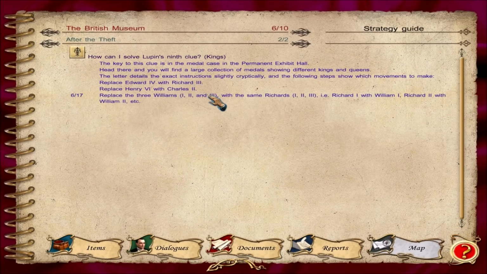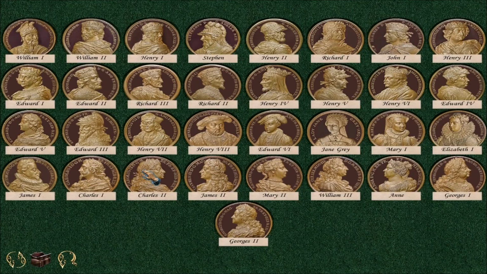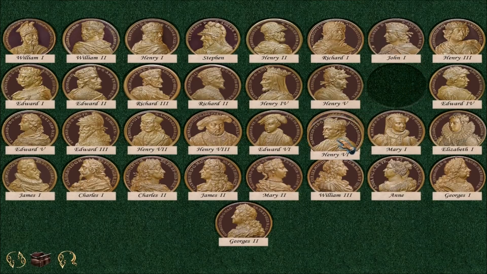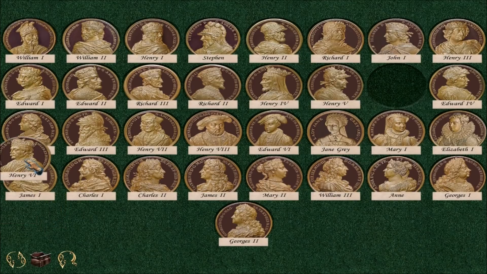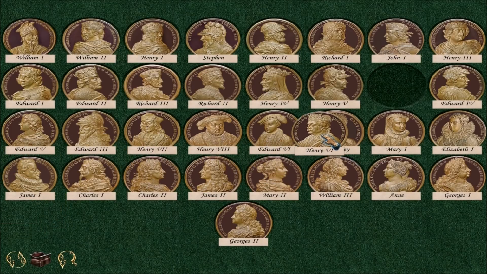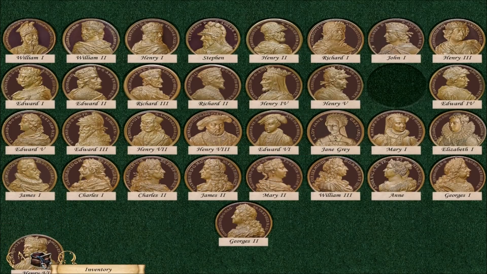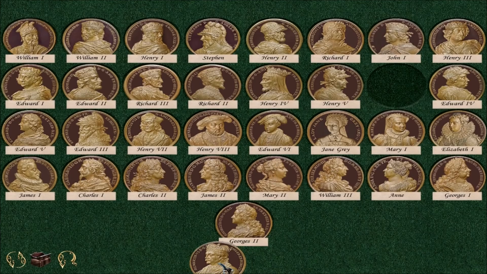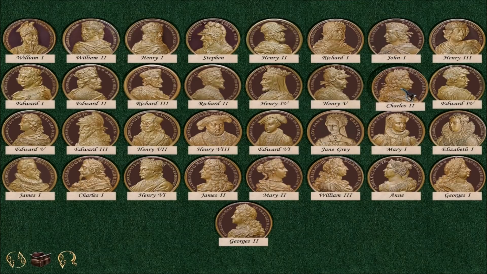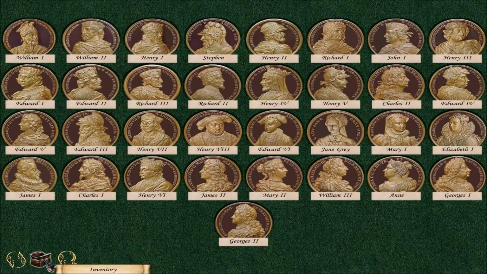Replace Henry VI with Charles III. Totally never would have gotten that. Okay, where's Henry VI? Charles III. Where's Charles III? I don't see Charles III, so let's try again. Henry VI with Charles II. That makes sense. I couldn't find a third because there wasn't one there.